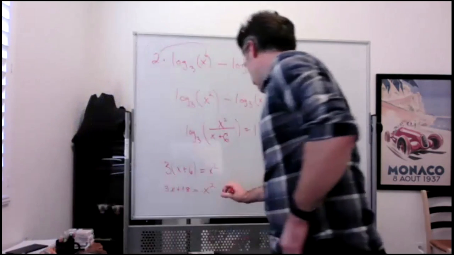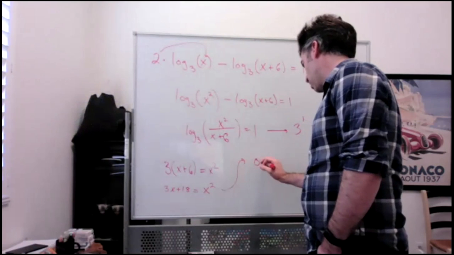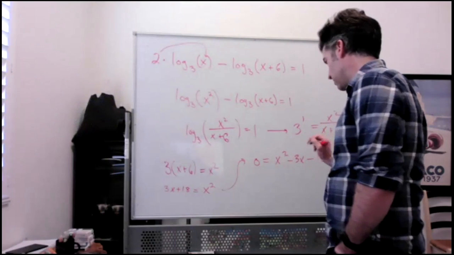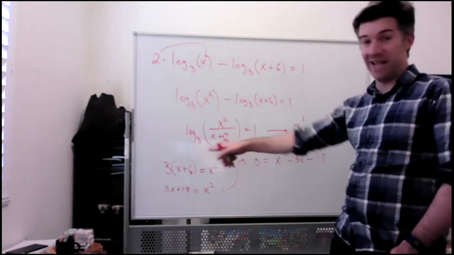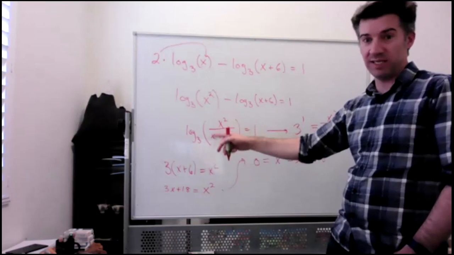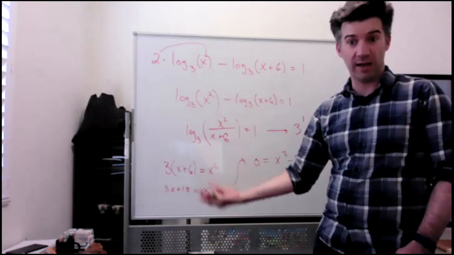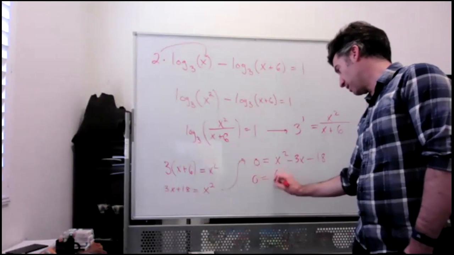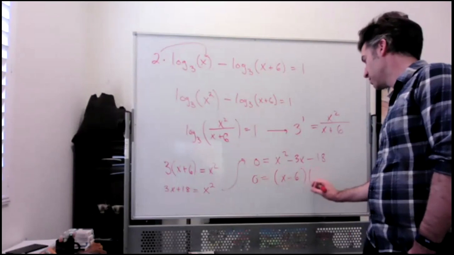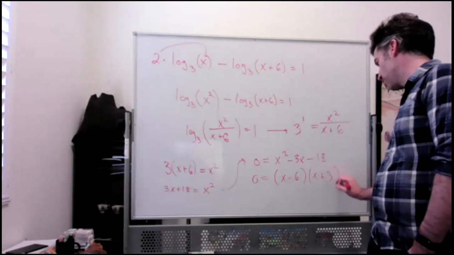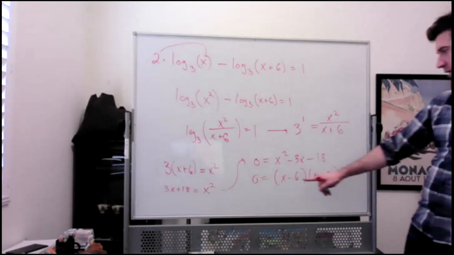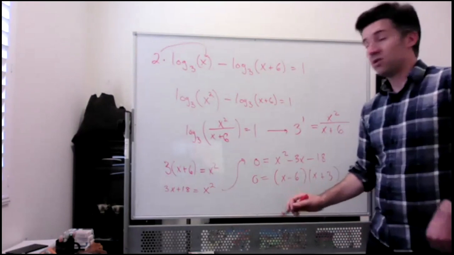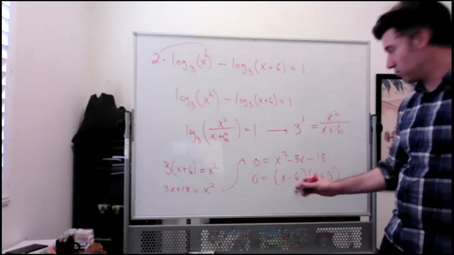So I'm going to write this as 0 equals x squared minus 3x minus 18. You could certainly write it as negative x squared plus 3x plus 18 equals 0, but I think it's harder to factor it that way, so I'm going to write it this way. So then I'm going to factor it. I'm going to get x minus 6 times x plus 3. Is that right? Let me double check. I plug in, let's see, yeah, add negative 3. Yeah, that works. So I'm going to say now, what are my possible solutions?